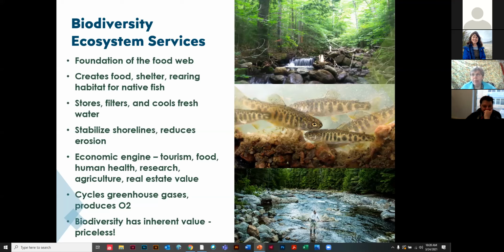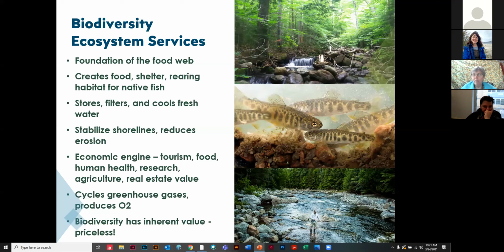We want to reduce erosion for a litany, thank you, Carolyn, a litany of reasons. We want to keep the soil where it is and out of the water. An economic engine, right? The Adirondacks rely on tourism, but fishing is also vital for food. And biodiversity is also vital for human health. So we're mitigating climate. It's much healthier to not be overheated or worried about drought or worried about fire. It's important for research, agriculture, real estate value even.